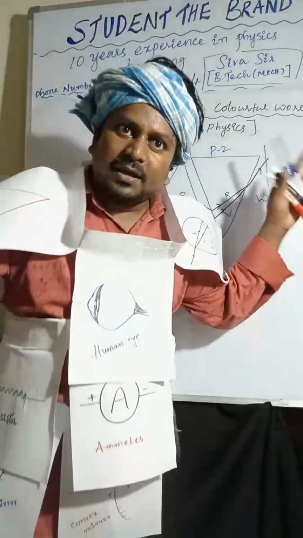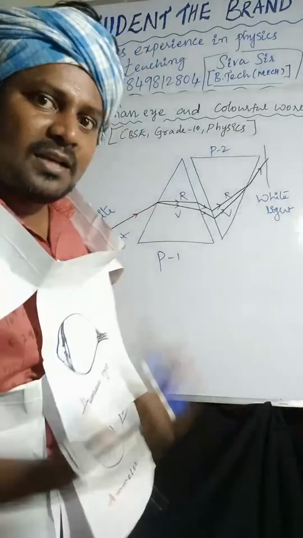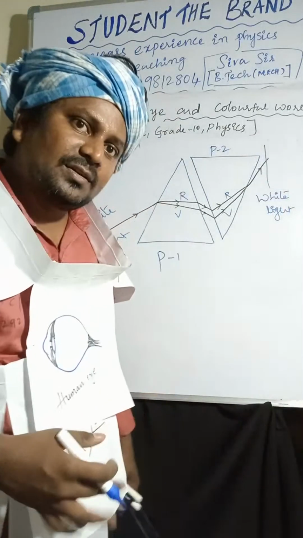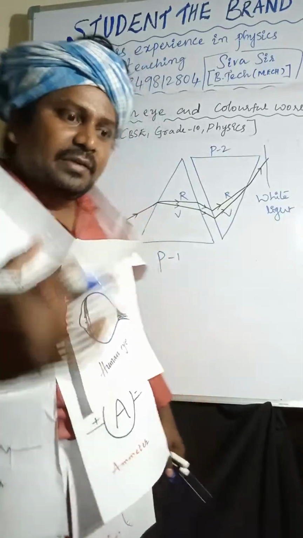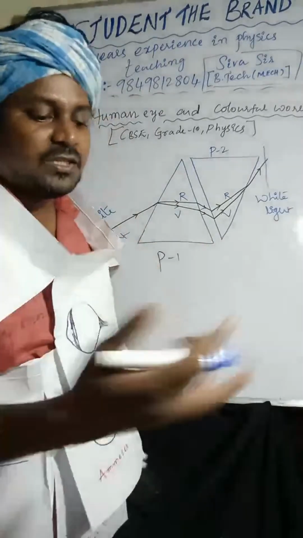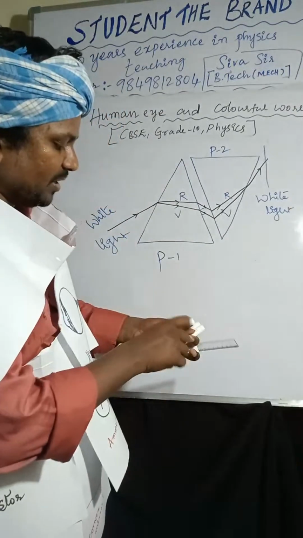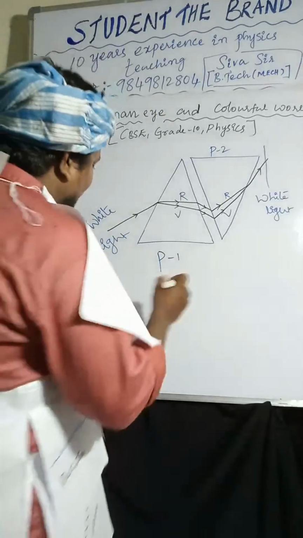After that, again it passes. Those light rays will pass through another prism. So we are getting white light. Yes or no? So this is about the recombination of spectrum of white light.